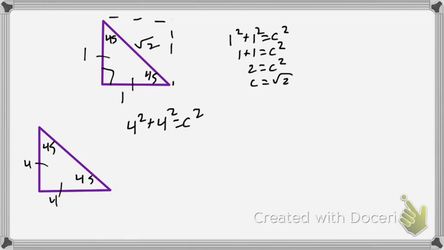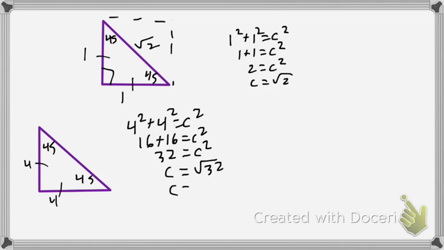We're going to go 4 squared plus 4 squared equals c squared. So that's 16 plus 16 equals c squared, or 32 equals c squared. Now when we take the square root of 32, that's the square root of 16 times the square root of 2, or 4 radical 2. Okay?